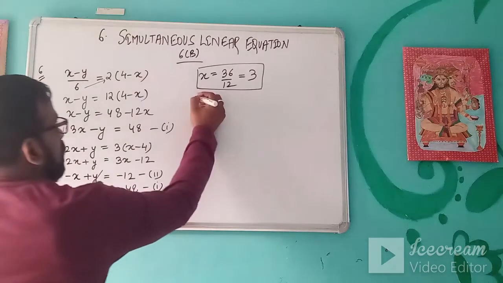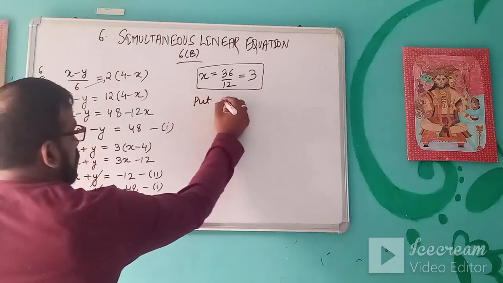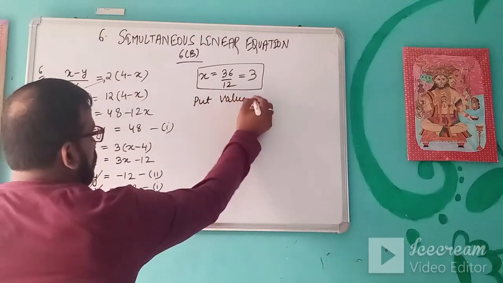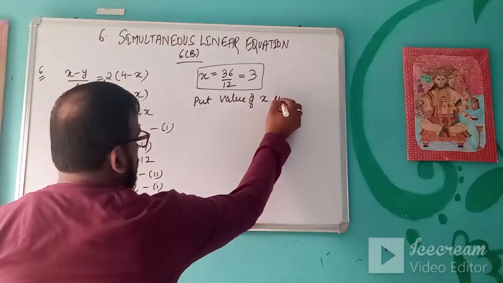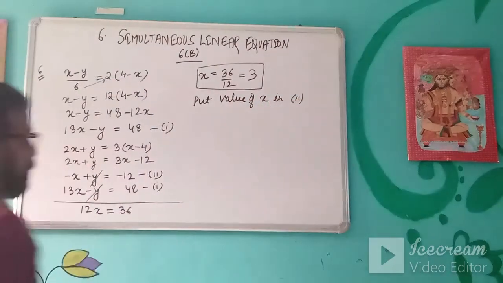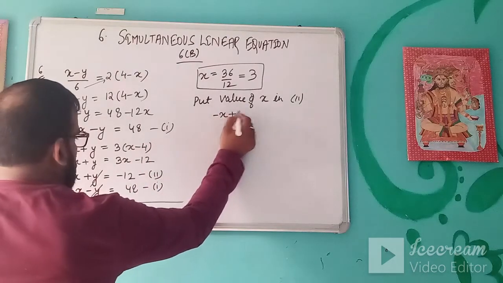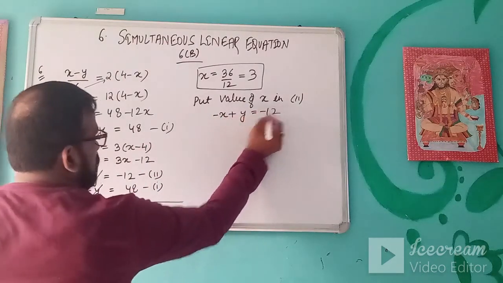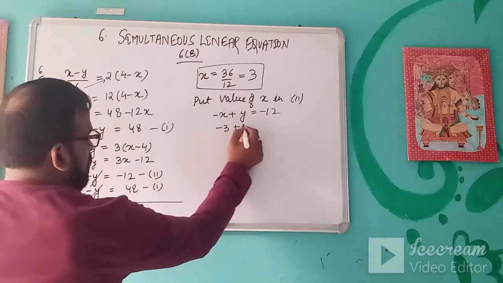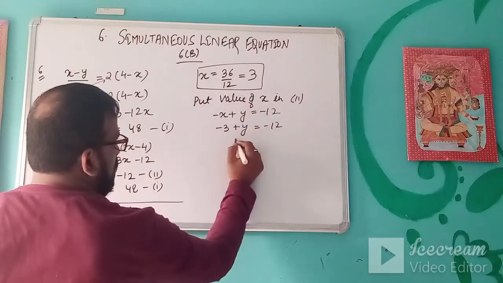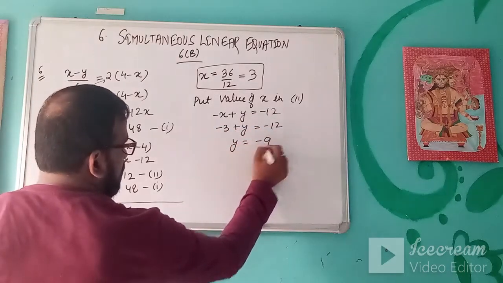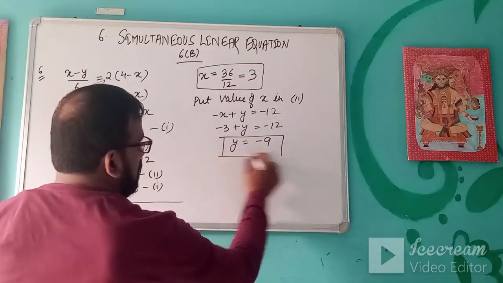Now we will put the value of x in, suppose I put in the second equation. So that is minus x plus y is equals to minus 12. So it is minus 3 plus y is equals to minus 12. So I will get y equals to minus 9.